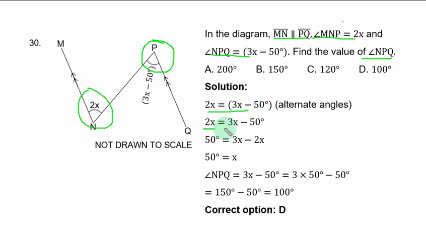If you open the bracket, you have this. Collect like terms, you have this. If you subtract, you have this. Therefore, angle NPQ is equal to 3s minus 50 degrees, and s is 50 degrees. So you have 3 times 50 degrees minus 50 degrees. So you have 150 degrees minus 50 degrees, and that is 100 degrees. D is the correct option.